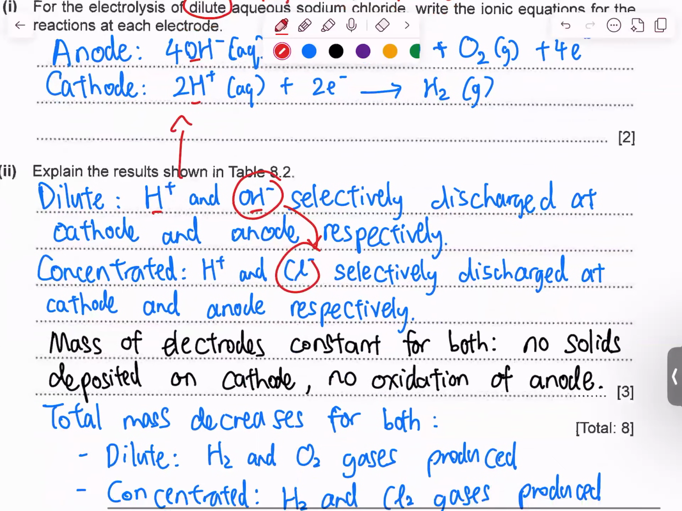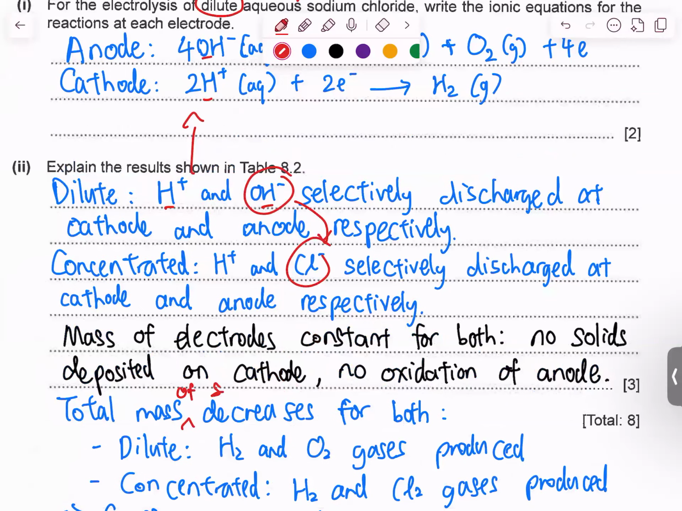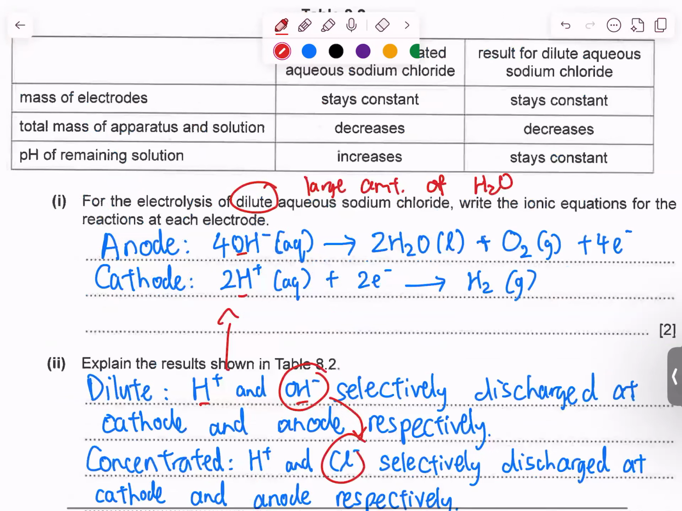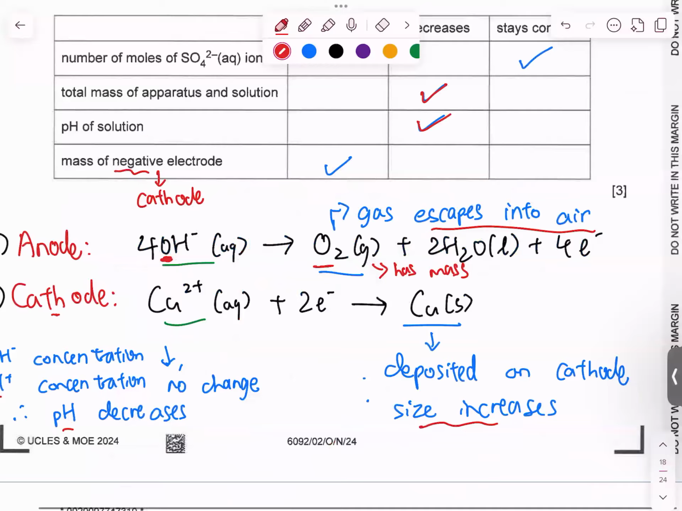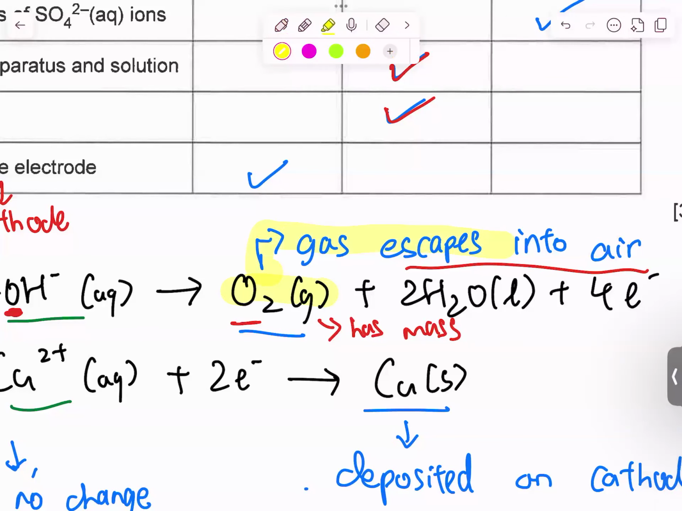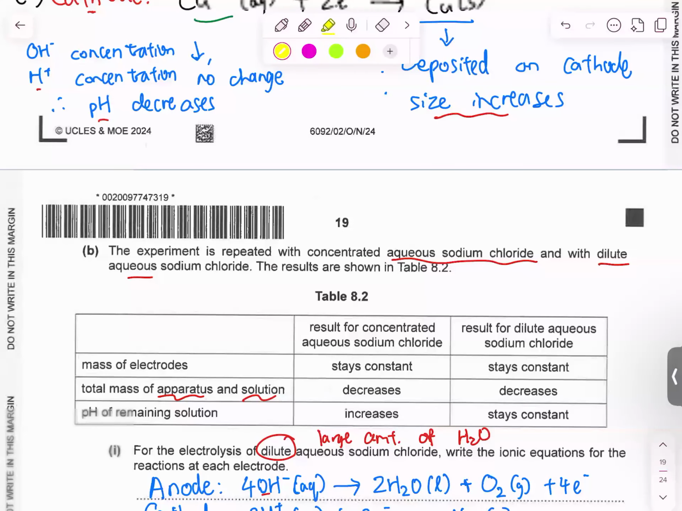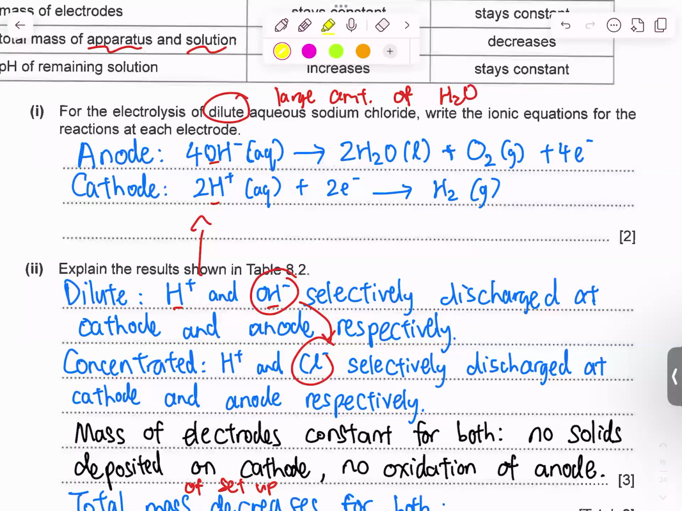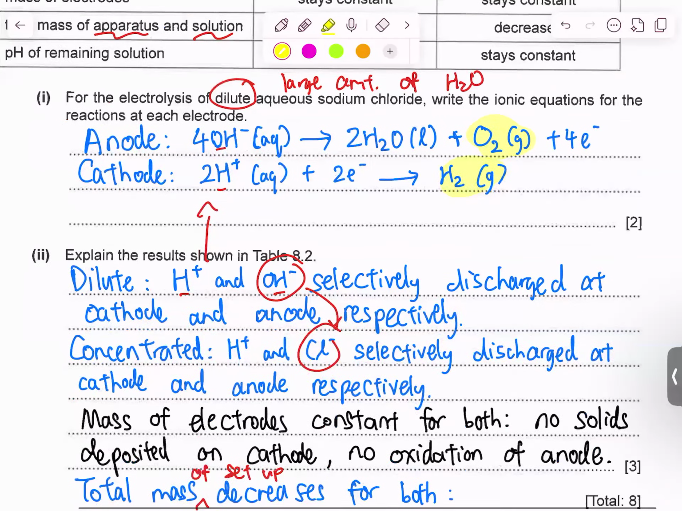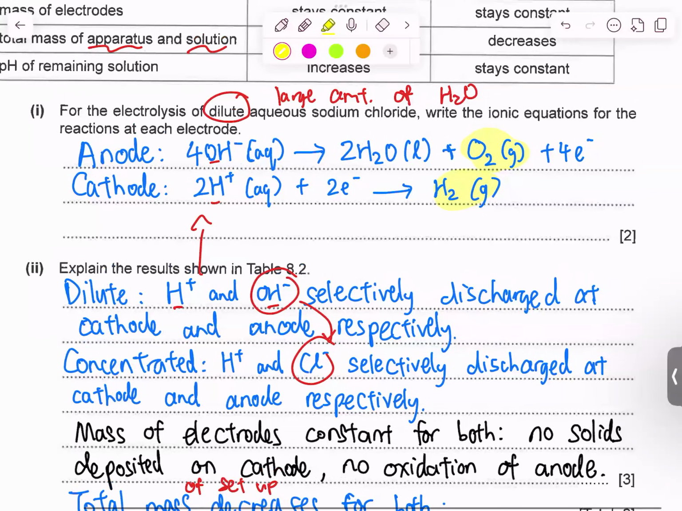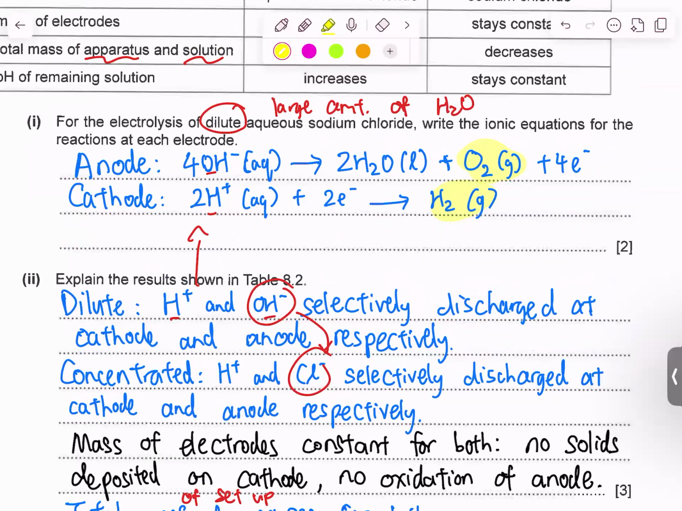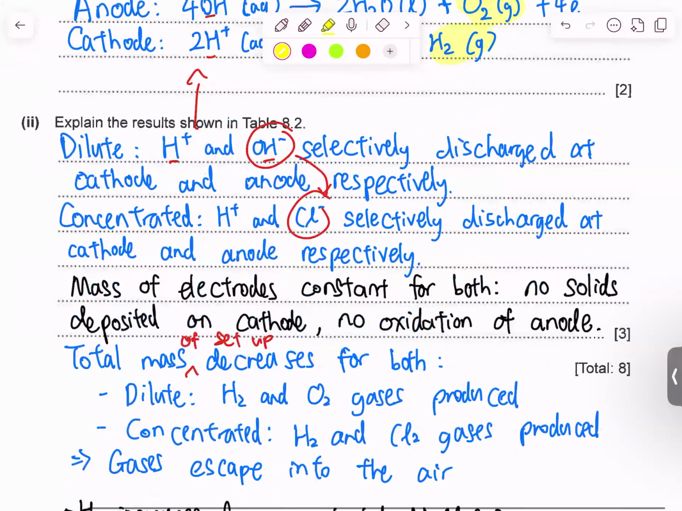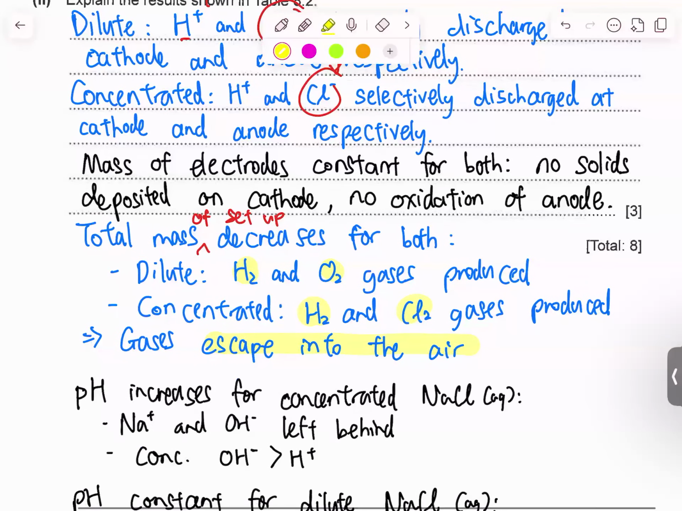The total mass of the setup will decrease. The total mass of the apparatus and the solution will decrease because in the previous case, what causes the total mass to decrease is the presence of gas escaping to the air. Then you have to ask yourself, in these two cases, are there gases escaping to the air? Yes, oxygen gas and hydrogen gas for the dilute, and for the concentrated, it will be hydrogen gas and chlorine gas. So in both cases, gases are produced that can escape into the air, and these gases have masses. So the mass of the setup will decrease.